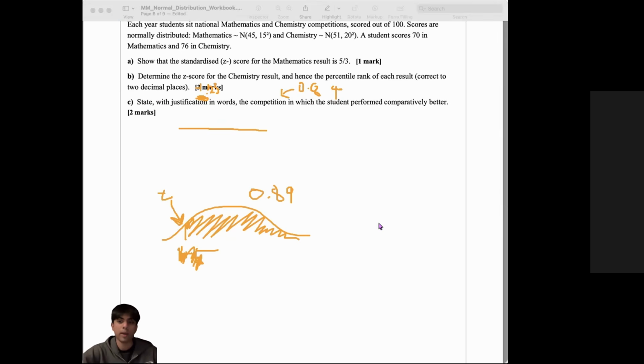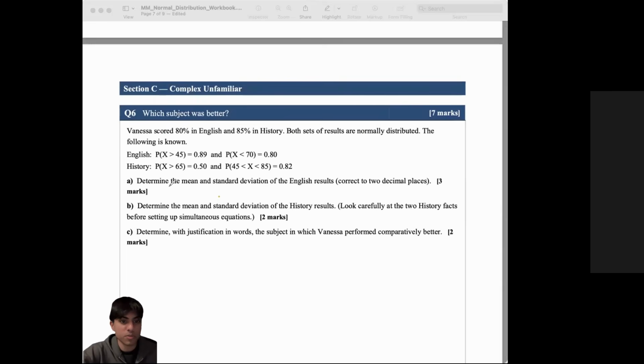So the z-score is how many standard deviations from the mean you are away. That's the definition of z-score. You can compare how far away from the mean and standard deviations you are with other curves because of this. Okay, so let's move back onto this question.